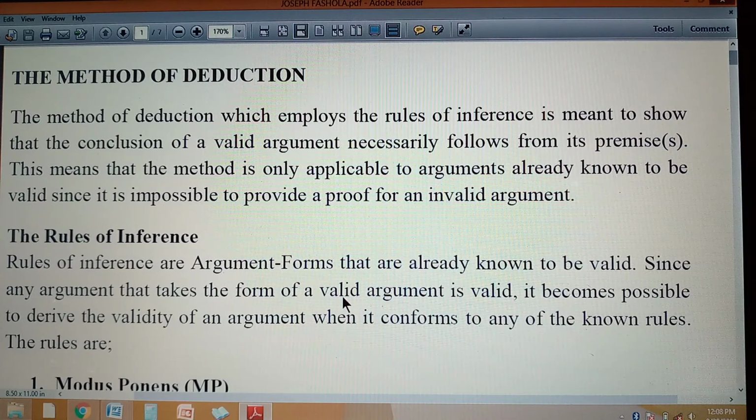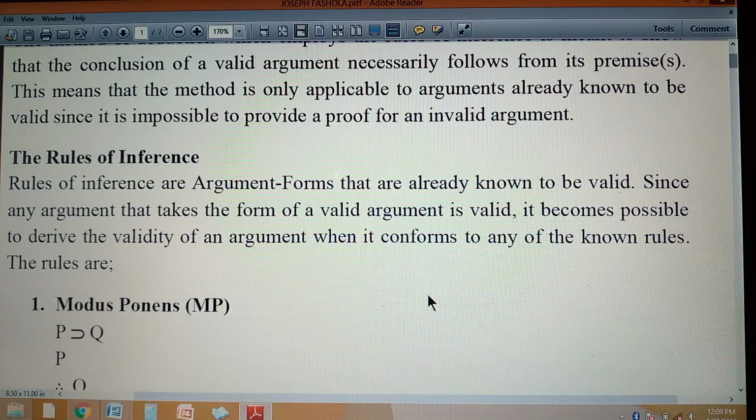The rules of inference are a group of argument forms that are already known to be valid. And you know that if an argument is valid, any other argument that takes the form of that argument will be valid. So we employ the rules of inference in providing justifications for arguments that are already known to be valid. If an argument is valid, it is possible to derive its conclusion from its premises. So that's exactly what these rules are meant to do, to help us deduce the conclusion of an argument from its premises.